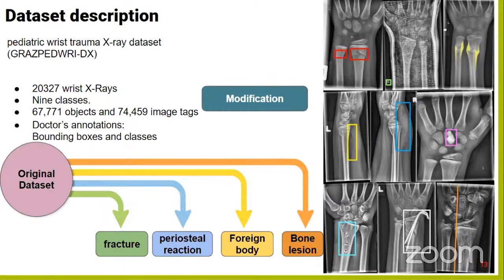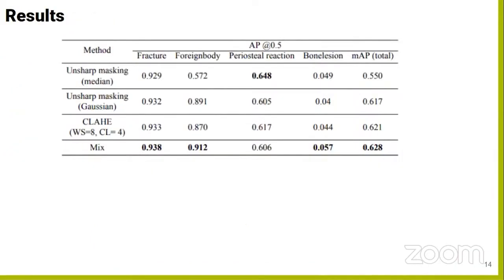After this modification, we evaluated the performance on this modified dataset. It was divided into training, validation, and testing sets by 70, 20, and 10% respectively. And the results are shown in the table. The average precision metric is used to evaluate and compare the different models together.